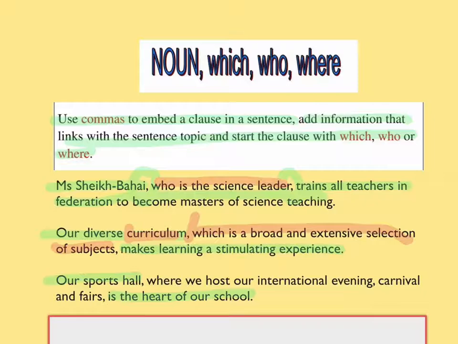The information that I'm adding is where we host our international evenings, carnival and fairs. This is not a sentence, it's a clause that does not make sense on its own. In order for me to add this to my main clause, I need to break my main clause using two commas. If we pay attention to the use of commas, you're going to be masters of embedded clauses in noun-which sentences. Let's have a go in our share.